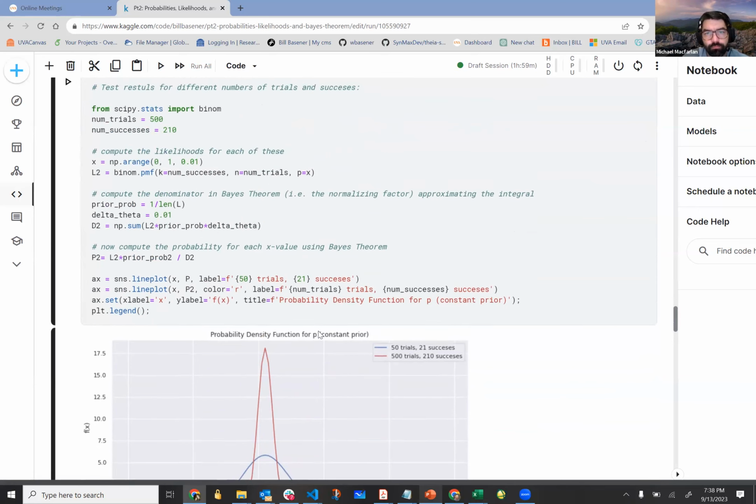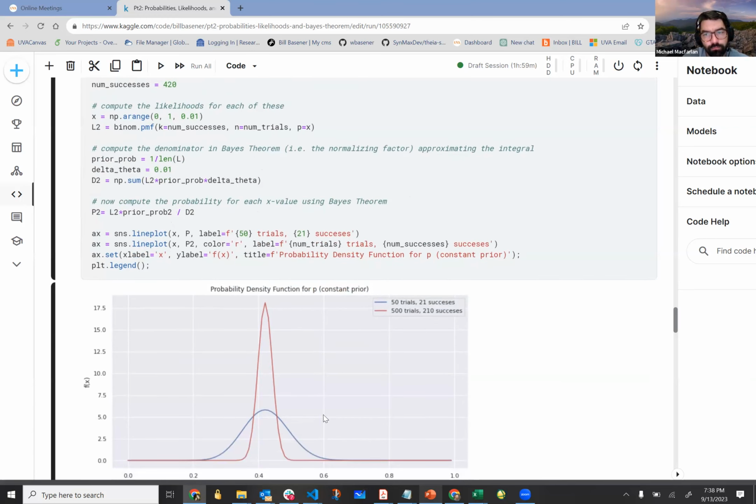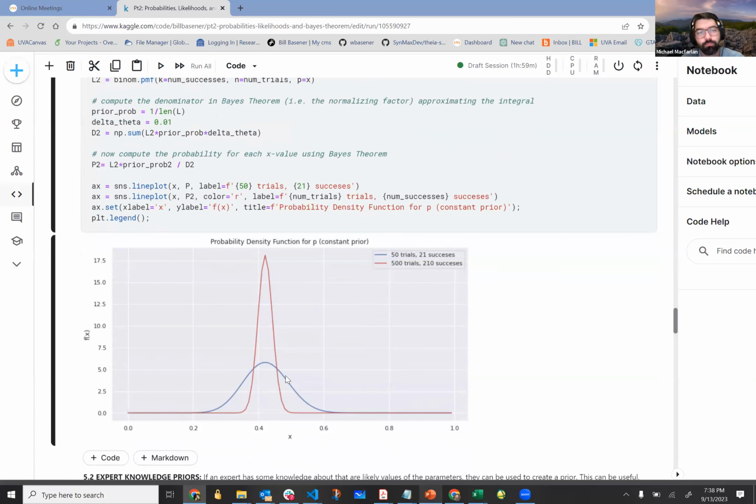And what should happen? Suppose I increase this further to 1,000 trials and 420 successes. So same proportion of successes out of our trials, but now I have more data. What's going to happen to the graph, to the red graph down here? The blue will stay the same. That's what we had before, but what will happen to the red?